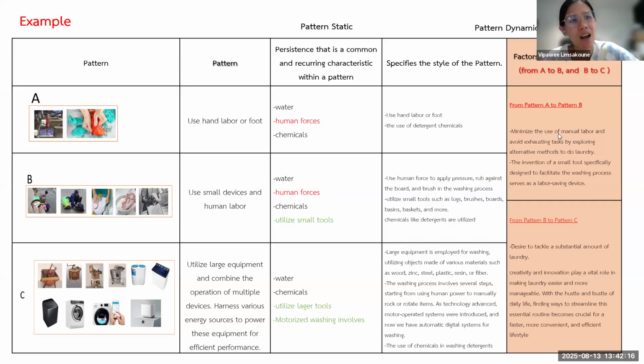I'm explaining the example of pattern and irregularity analysis. After that, I searched and read about the factors that could create a new pattern. In this case, it is pattern B. My pattern B is using small devices and human labor to wash the clothes. I explain it could be because I would like to reduce the workload on me when washing many clothes for many people living in the household.